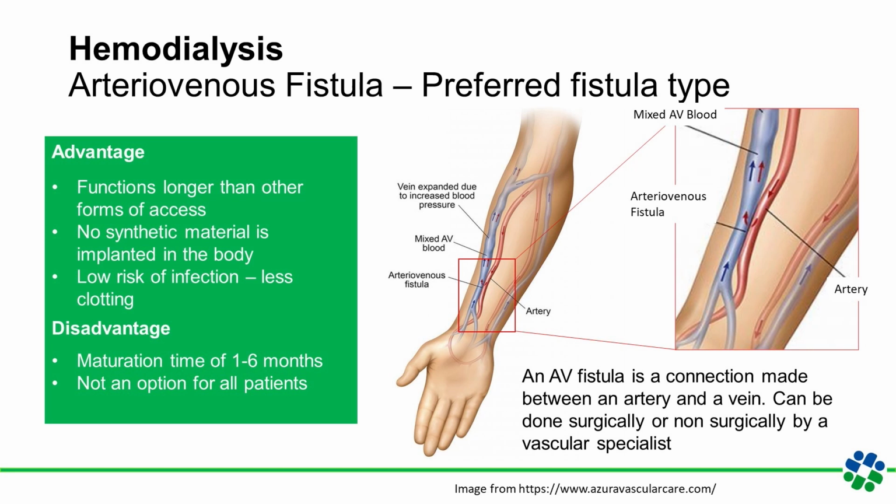Moreover, it does not involve the introduction of foreign materials to the body, and it reduces the risk of infection, clotting, and adverse reactions, which are notably lower. However, the AV fistula is still not without its own challenges. Notably, it requires a maturation period, which ranges somewhere between 1 to 6 months before it can be used for dialysis. And this requires proactive planning and may not be a suitable choice if immediate dialysis access is required.